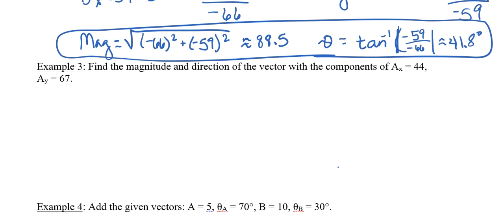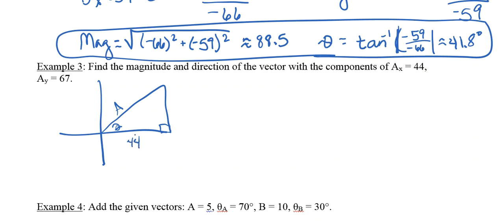Now this one you might notice doesn't have the theta. It only gives us the AX and the AY. So really what they've done is they've backtracked a little bit. We're just going into a right triangle. I know this is vector A. We have 44 for the horizontal component, and 67 for the vertical component. So instead of having two different ones, they're just telling us it's really at 90 degrees.